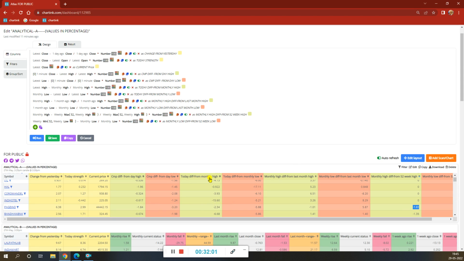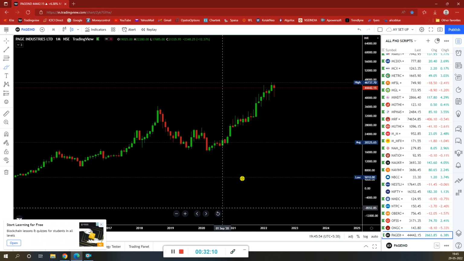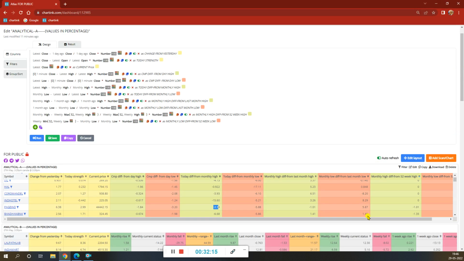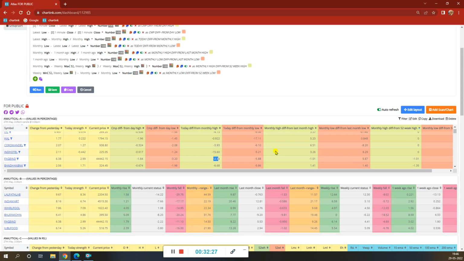Today is different from monthly high by 2%, so that makes it approximately 3.34% from the 52-week high. Right now the stock is sitting only 3% away from its 52-week high, because it is 2.34% away from its monthly high, and the monthly high was only 1% away from the 52-week high, right?